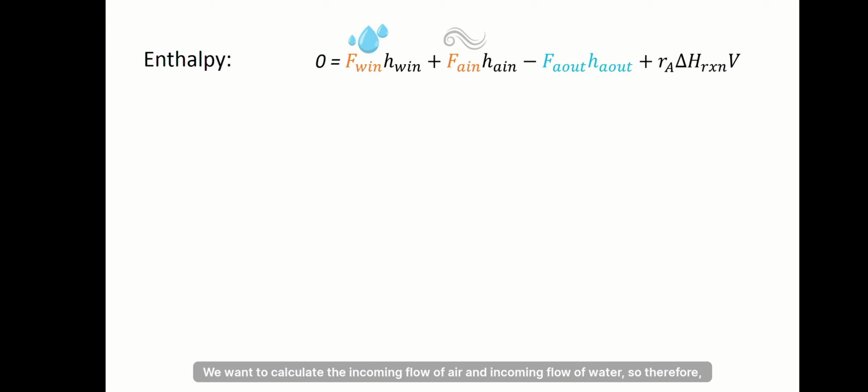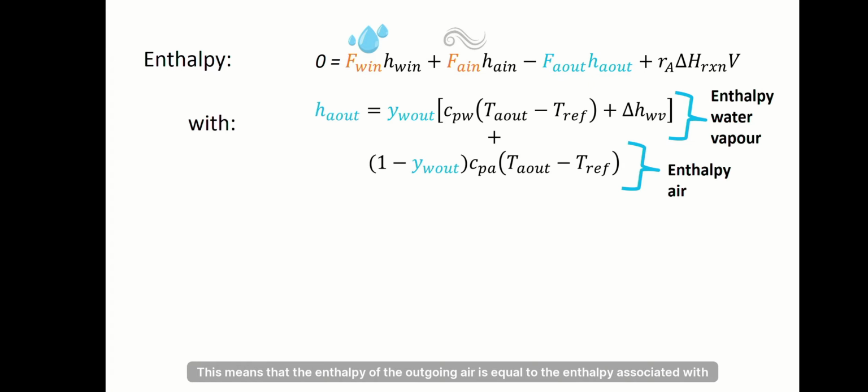We want to calculate the incoming flow of air and the incoming flow of water, so therefore we first need to determine the enthalpy and flow of the outgoing air. This humid airflow consists of both water vapor and air. This means that the enthalpy of the outgoing air is equal to the enthalpy associated with the water vapor and the enthalpy associated with the air.